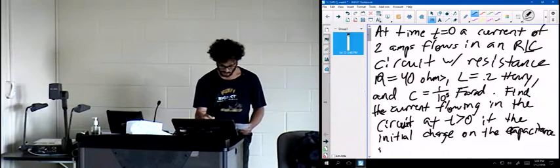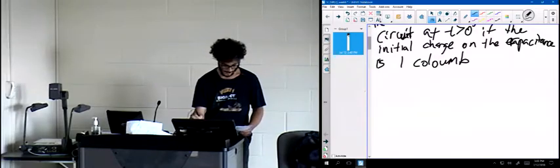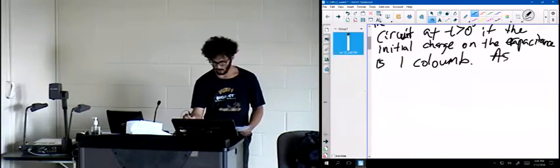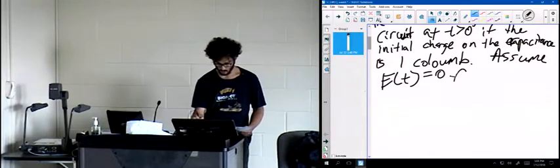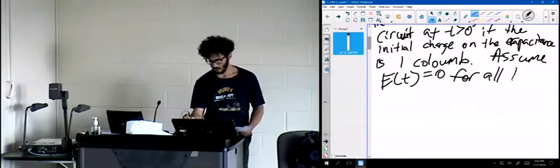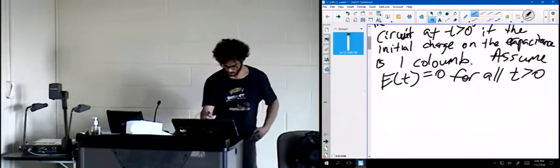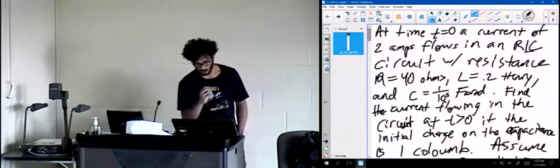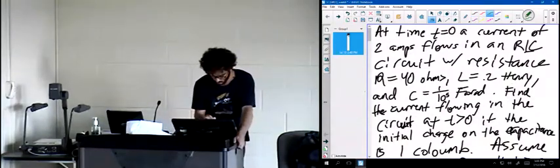That's supposed to say capacitance. And one final assumption. Okay, so this is a pretty lengthy word problem, so let's just dissect it real quick. So it says at time t equals 0, current of 2 amps. That's important.